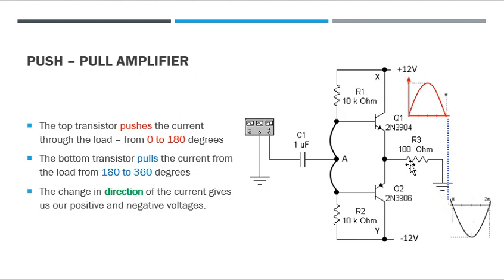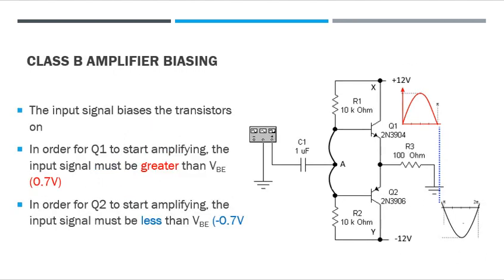The change in direction of the current gives us our positive and negative voltages. So when the current's going this way from plus 12 to ground, it's a positive voltage. When we go from ground in the reverse direction to minus 12, we get our negative voltage.